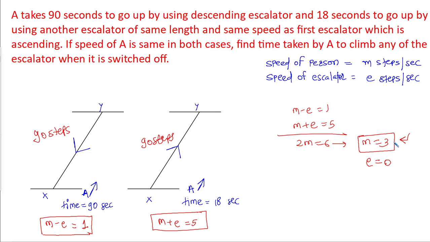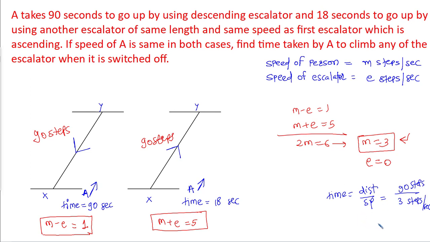Now the escalator is switched off, meaning the speed of the escalator, the value of e, becomes 0. So we are supposed to find the time taken by A to climb the escalator. The formula to find time is distance divided by speed. The distance to be traveled is 90 steps with a speed of 3 steps per second, because we put the escalator switched off, meaning the value of e becomes 0.